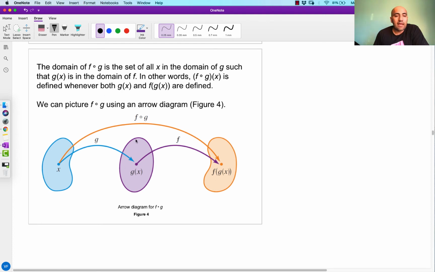and then that leads to outputs over here in the purple. And it's not going to be necessarily all of the outputs of the g function, but at least it's all of the outputs such that those outputs happen to be in the domain of the f function and lead over to our final destination, right?